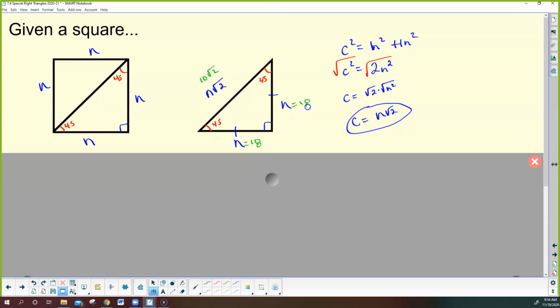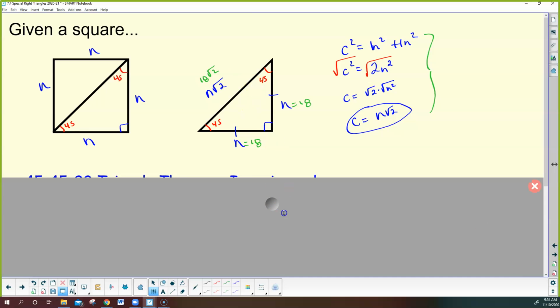What if this side length was 18 and this side length was 18? That just makes the hypotenuse 18 square roots of 2. So by doing this work algebraically and figuring out a formula for the length of the hypotenuse, we don't really have to do much work when we have a 45, 45, 90 triangle, because we'll be able to figure it out using the patterns that we have.